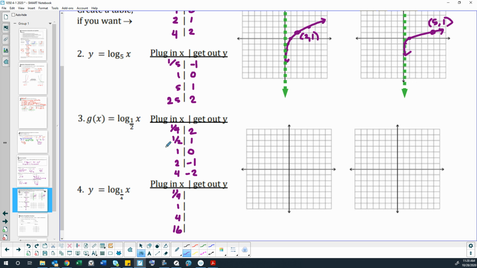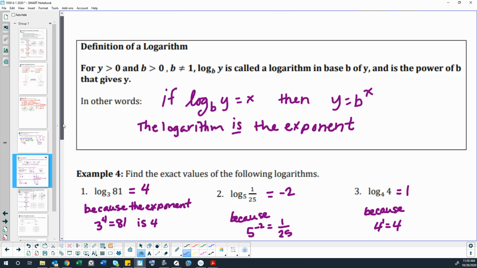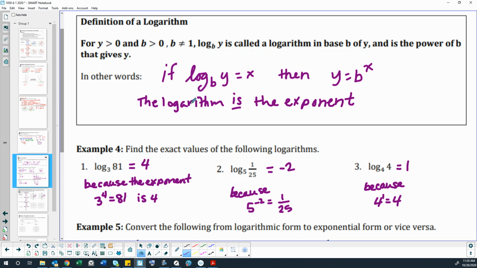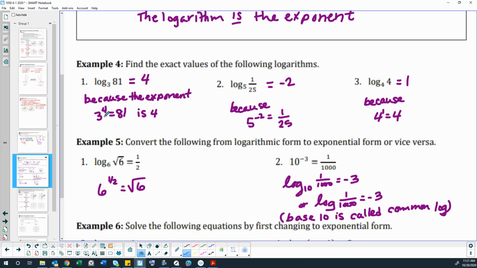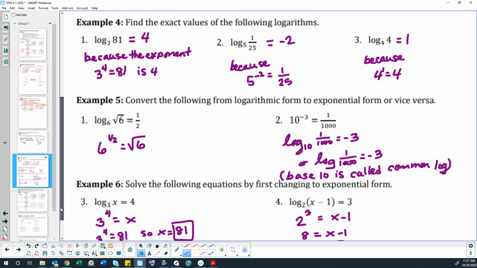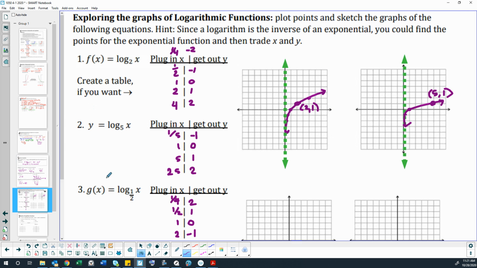This process of figuring out what numbers to plug in and getting those numbers out is all about the last video we did yesterday when we were practicing what logarithms are. Remember, a logarithm is the exponent. So the more familiar you are with how to work through logarithms, because you're literally finding exponents, the easier it's going to be to figure out numbers to plug in for your graphs.